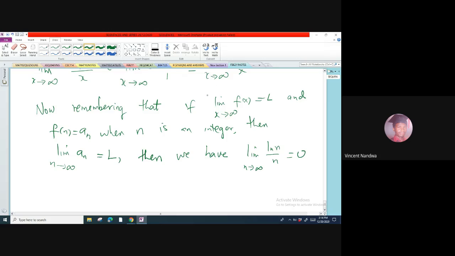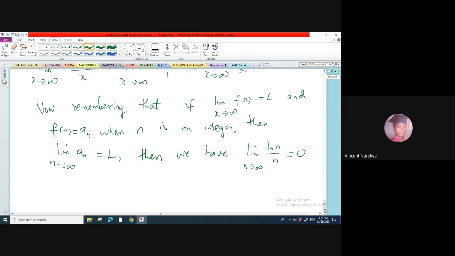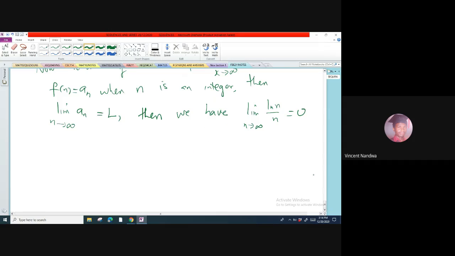So remember, you have to go through the process of changing the sequence to be a function of a single variable for you to conclude this one. You don't just do it from the word go, because you can't apply L'Hopital's rule directly to sequences. They are not functions of a single variable.